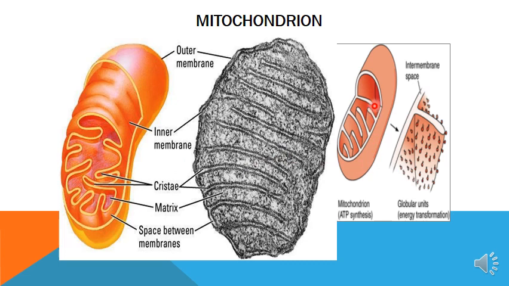The inner folds of the inner membrane of the mitochondria contain globular structures, which are concerned with ATP synthesis. So the function of the mitochondria is that it is the powerhouse of the cell, which is concerned with energy production and ATP synthesis. The inner folds are called cristae, and the fluid part of the mitochondria is called matrix.